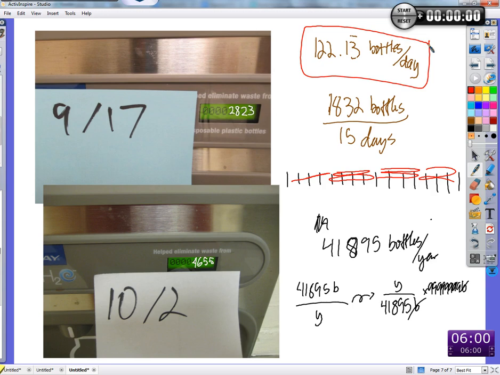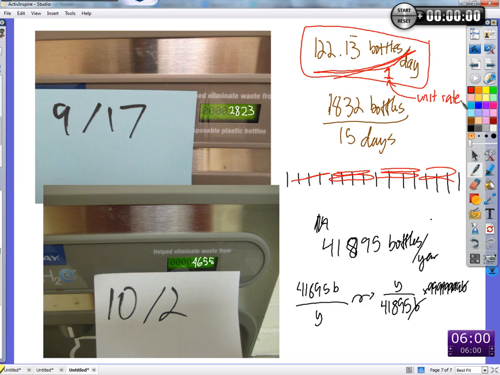That was fun. Okay, let's bring it back to this number, though. All right. This is 122.13 bottles per one day, right? And when we talk about numbers, we're counting and things like that. One is called the unit. It's the unit of measure for our number system. So because it's one unit, it's what we call a unit rate.